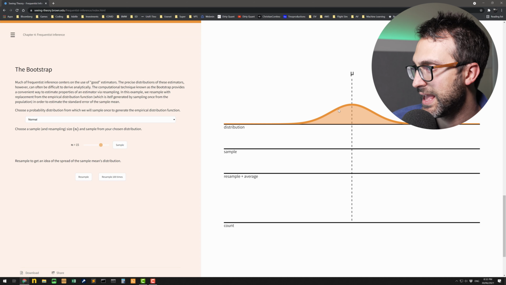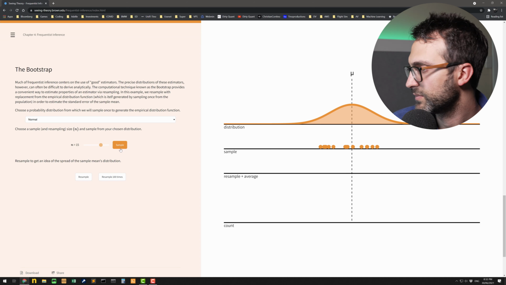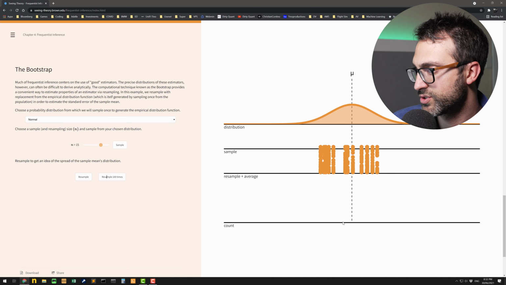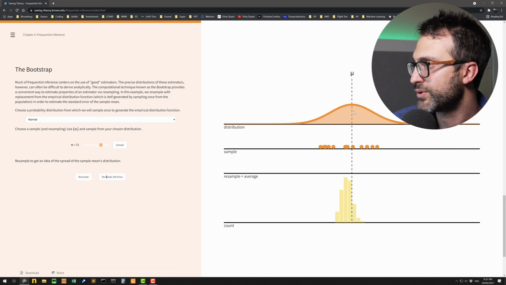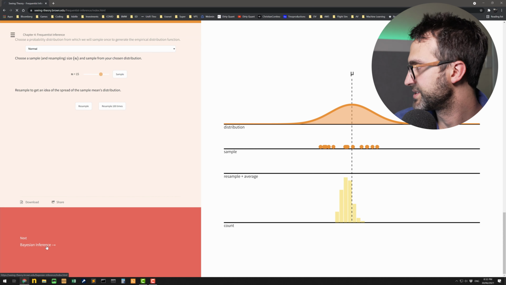Trying to estimate the error of the mean. So sample from that, sample 100 times, and I start to get a distribution around that mean. Pretty cool, love it. Next, Bayesian inference.